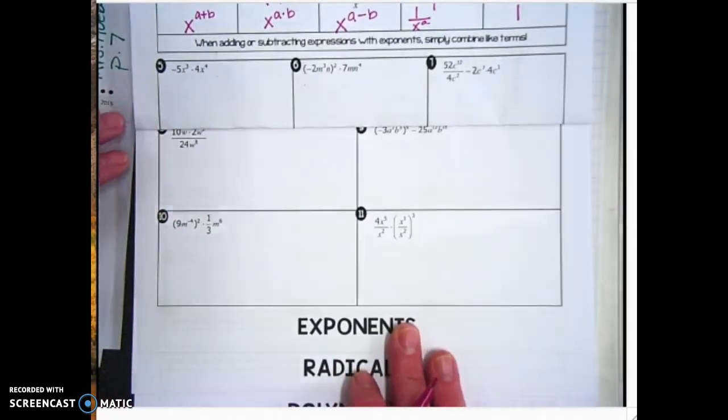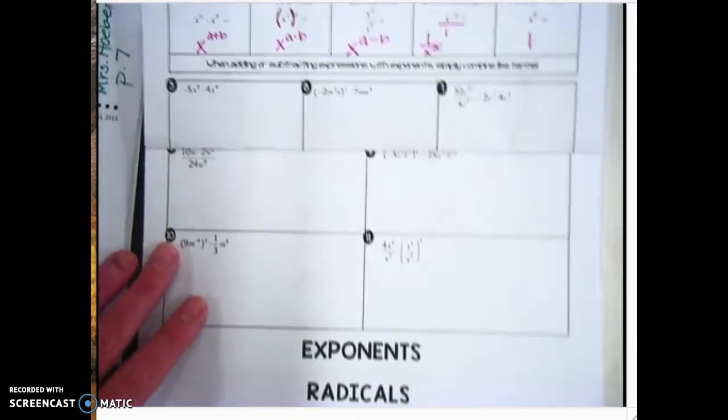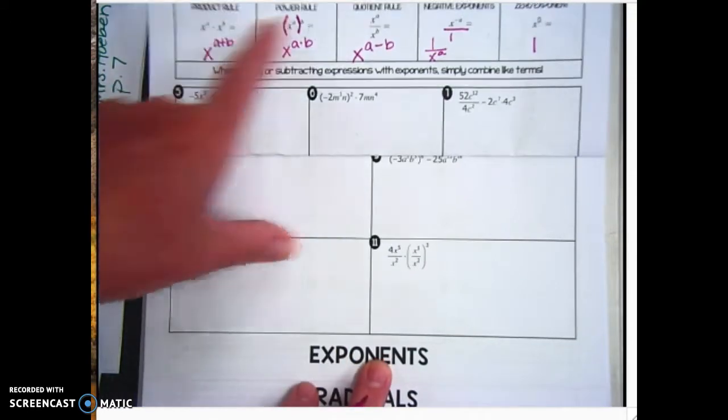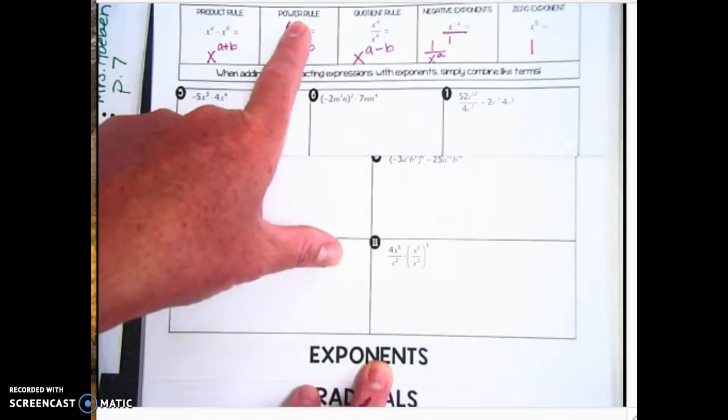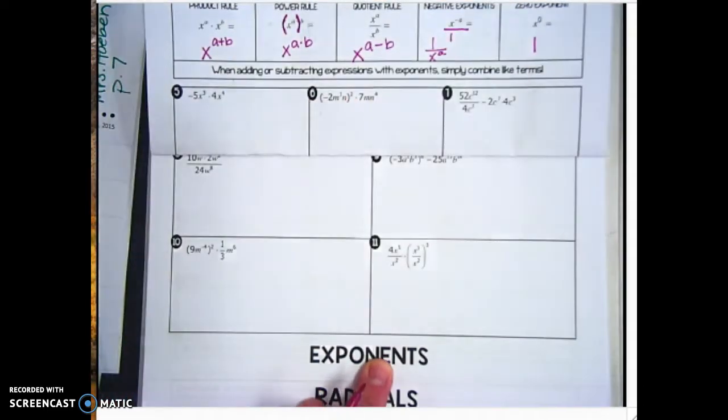All right, let's try some problems. Some of them only involve one rule, but some of the problems could combine multiple rules within the same problem. That make sense? You could have product rule and quotient rule. You could have power rule and a negative exponent. So just be aware that it's not always just one rule.